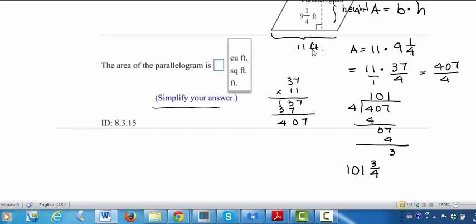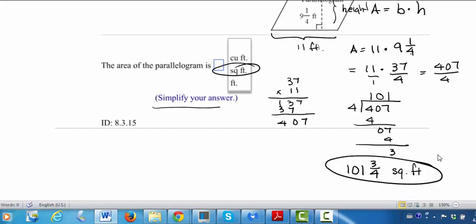And again, what are my units? They start off in feet. Because I'm talking about area, I have to have square feet. Okay.